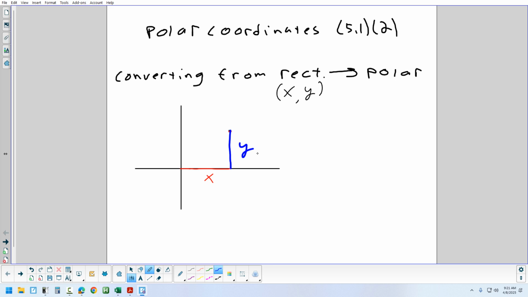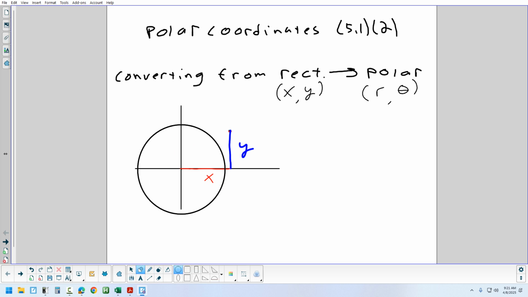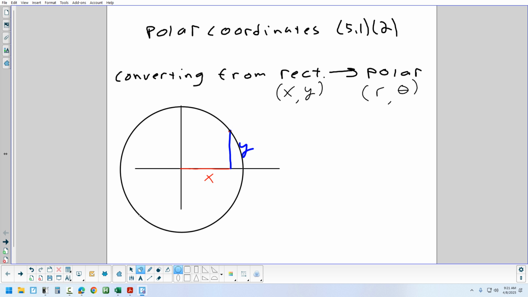What are the two things that you need to write a point in polar? It's not an x and a y. Radius and theta. You need a radius and you need a theta. Your radius, if you imagine turning this into a circle, is the distance from the origin to that dot. And your angle is the amount of rotation between the red line up to the black line. So now we're going to convert an x and a y into an r and a theta.